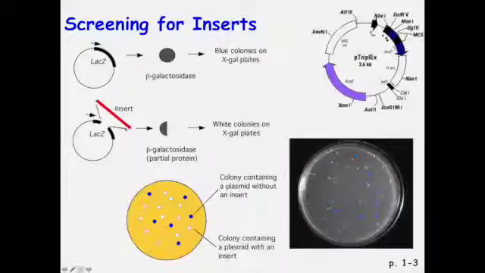Wherever you have an insert or a gene of interest, such as the ones from our plant, in here, it disrupts the Lac Z gene. You only make a partial protein, and the partial protein cannot digest X-gal and does not turn blue, so they are white. So we are looking for white colonies.